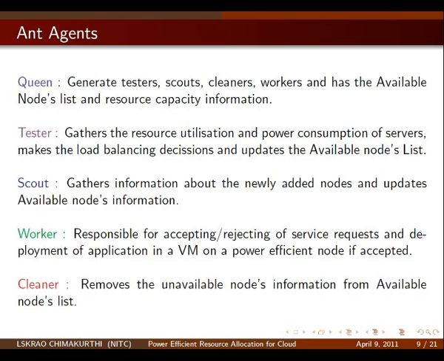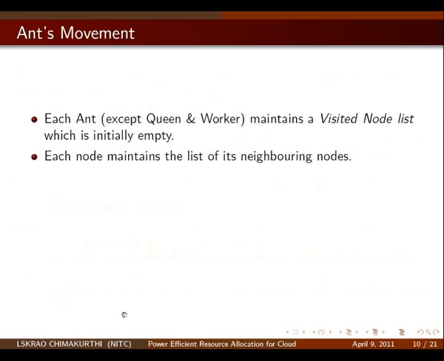The scout ant is responsible for gathering the newly added nodes in the cloud and updating this information in the available nodes information. The worker ant is responsible for accepting or rejecting the service requests given by the customers to the controller node. Finally, the cleaner ant removes the unavailable nodes information from the available resource table.